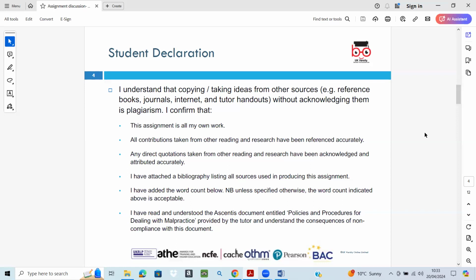And we also need to acknowledge direct quotations. So if we are using a direct quotation, we always need to source it as well.